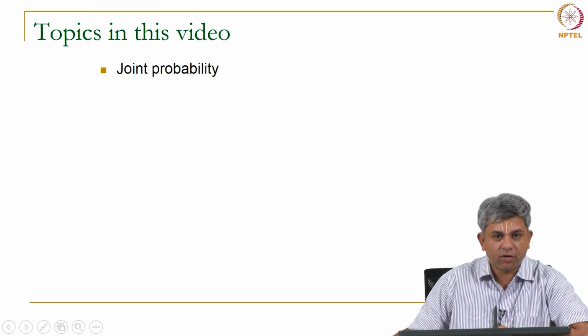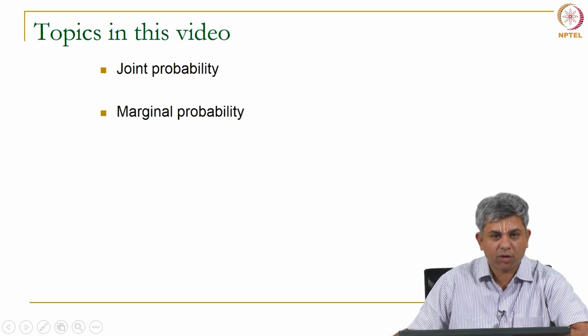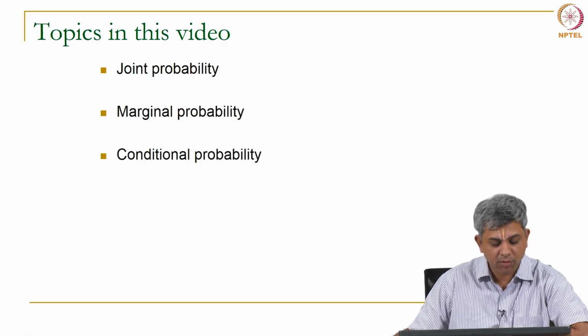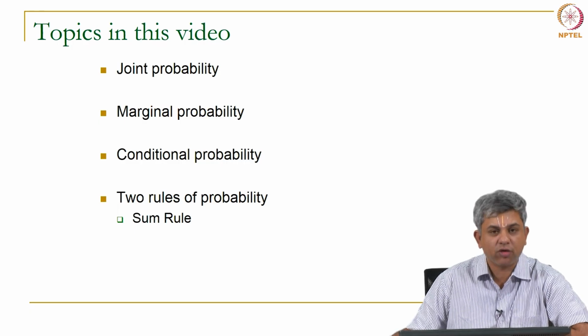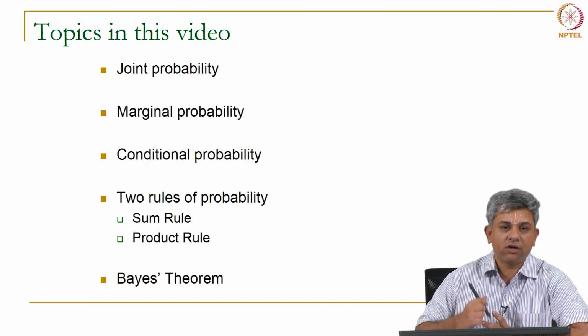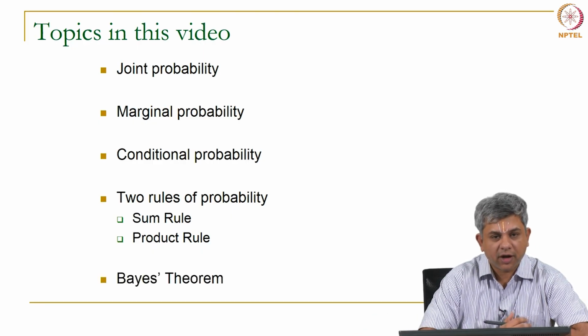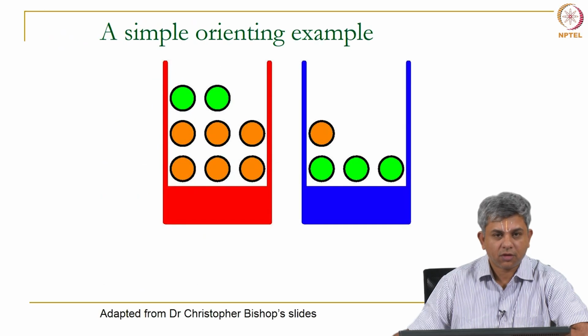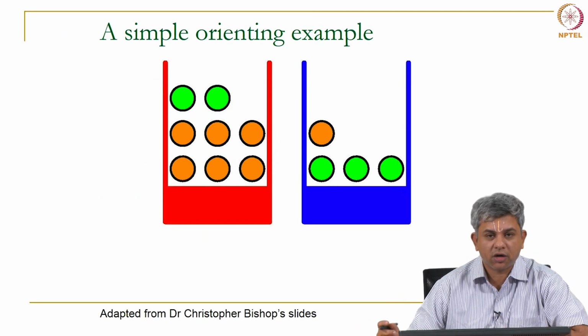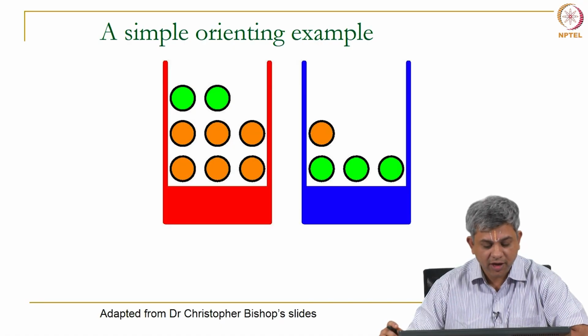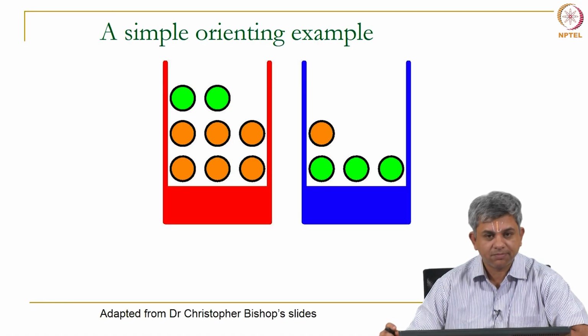So, the topics that we are going to look at, as I said before, are joint probability, marginal probability, conditional probability. All these three are simple ideas when you have more than one variable. We were looking at cases with one variable in the last video. Now, we are going to look at more than one random variable and two of the rules that govern all of probability theory, and finally Bayes theorem. So, here is a simple example. We will be using this example throughout this particular video. This is again from Christopher Bishop's book.